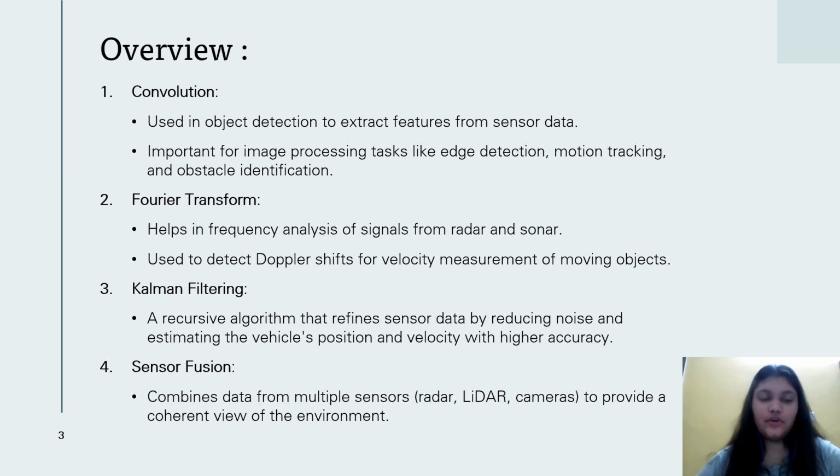Next, Fourier transform. It helps in frequency analysis of signals from radar and sonar. It is used to detect Doppler shifts for velocity measurement of moving objects. Third, Kalman filtering. It is a recursive algorithm that refines the sensor data by reducing noise and estimating the vehicle's position and velocity with higher accuracy.